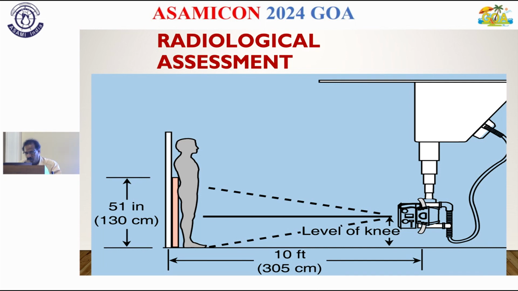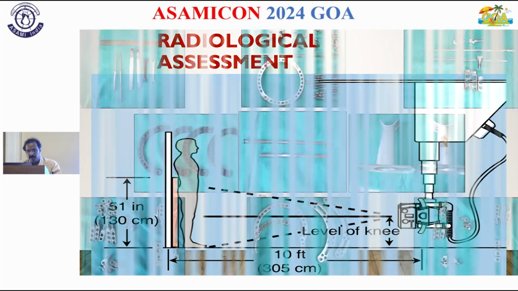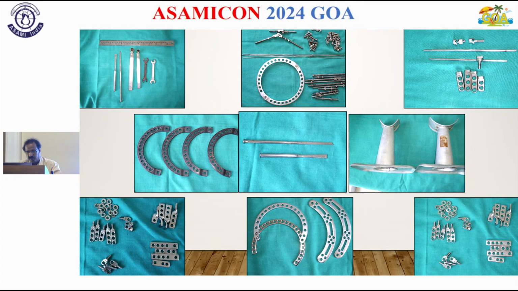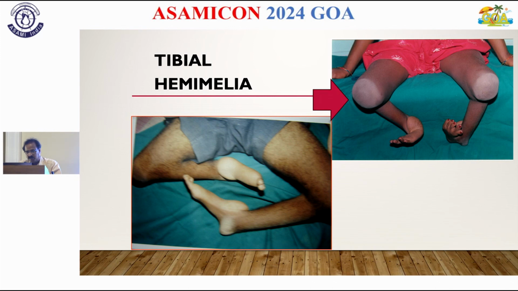A full lower limb X-ray is necessary. A full set of instruments should be on your table. All the armamentarium should be there with you. For example, this is a case of tibial hemimelia. These patients mostly move on their knees.